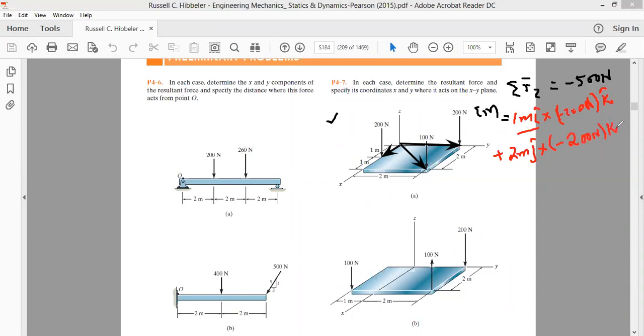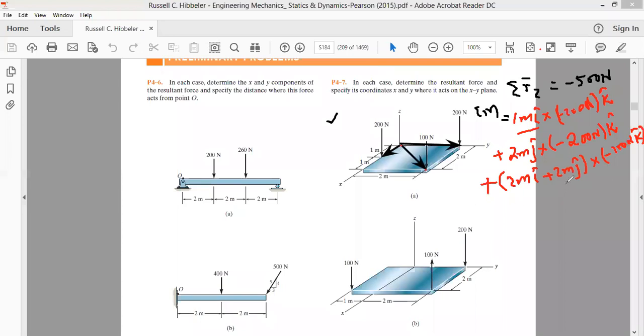And the moment because of this force of 100 Newton will be plus R cross F again. That is R cross F. As far as F is concerned, the force is 100 Newton. Since it's along negative z direction, it is minus 100 Newton K cap.